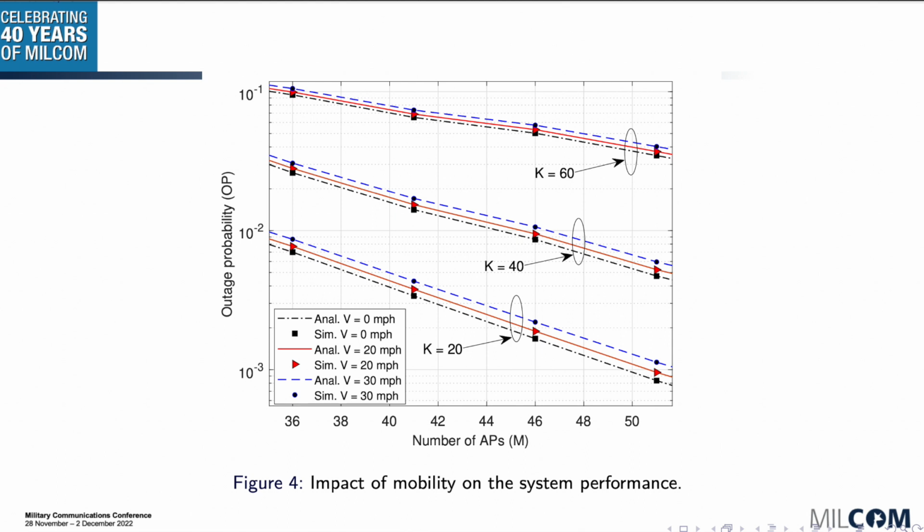Moreover, the impact of mobility is quite less when the number of users is more. For instance, when K is equal to 60, the difference in mobility case and the no mobility case is quite low as compared to that of K is equal to 20.